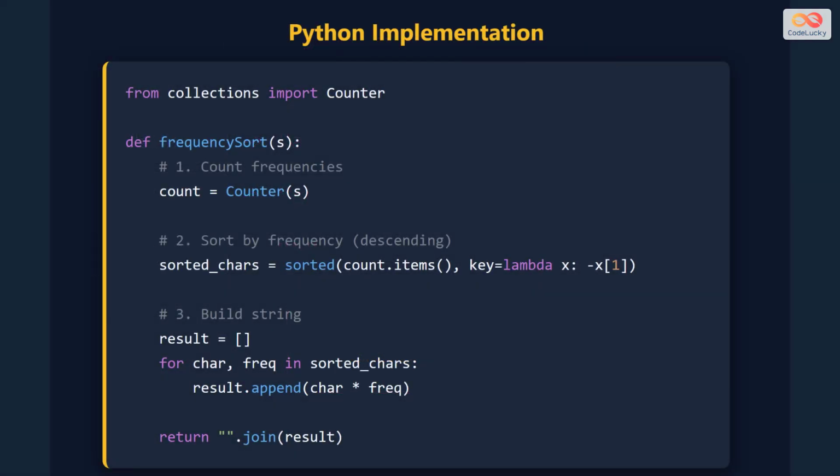Here is how this looks in code, specifically Python. We use the Counter class to get our frequencies instantly. Then, we use the sorted function, telling it to sort based on the count. Finally, we join the characters together, multiplying each character by its frequency.